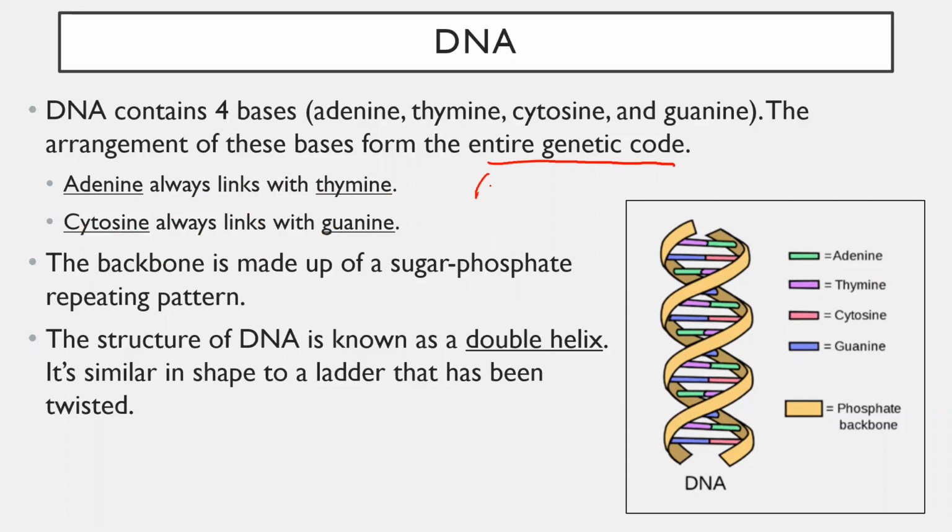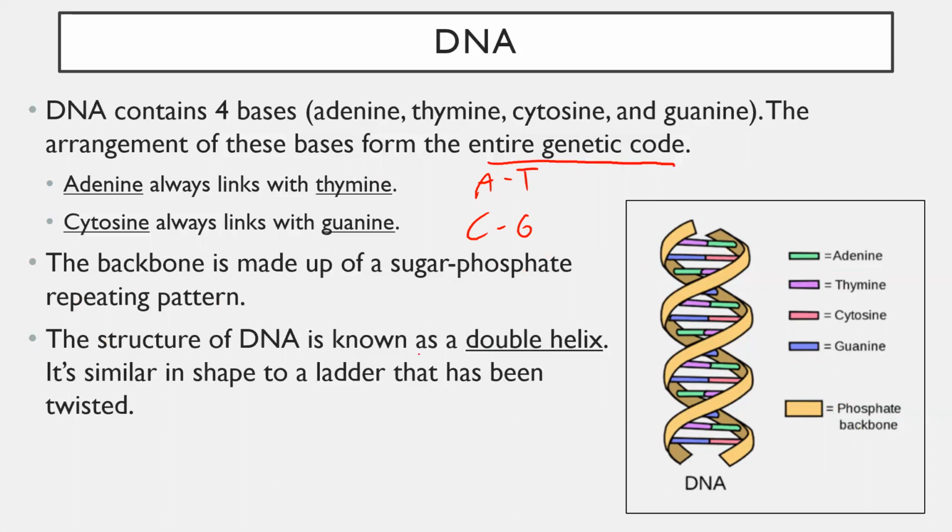So in other words, you always have an AT link and a CG link, or vice versa, right? Those 2 bases will always pair with the other base. Now the backbone, so the strand part on the outside here, is made up of a sugar-phosphate repeating pattern. So it's like sugar, phosphate, sugar, phosphate, sugar, phosphate, and it forms this whole link strand here. On this picture, I just called it a phosphate backbone, but really it is sugar and phosphate.